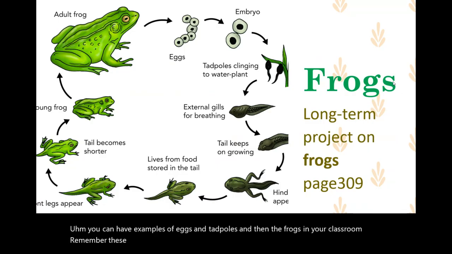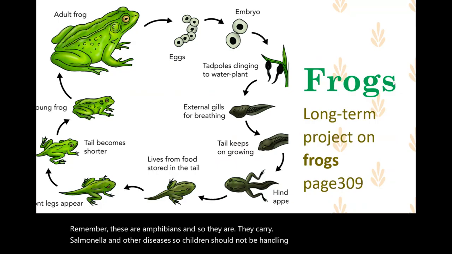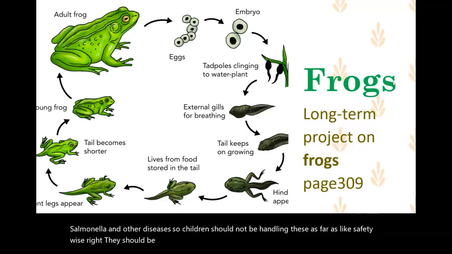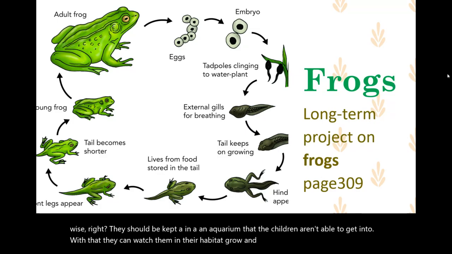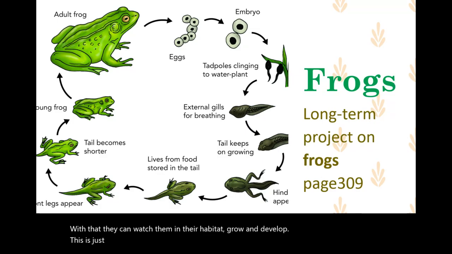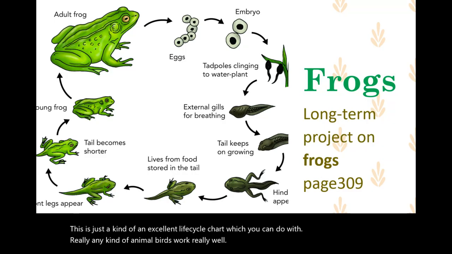Remember, these are amphibians, and so they carry salmonella and other diseases. So children should not be handling these, safety-wise, right? They should be kept in an aquarium that the children aren't able to get into, okay? But they can watch them in their habitat grow and develop, okay? This is an excellent life cycle chart, which you can do with really any kind of animal. Birds work really well, butterflies, other types of insects, okay?